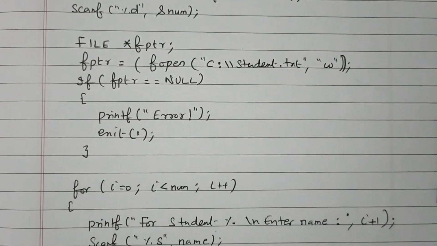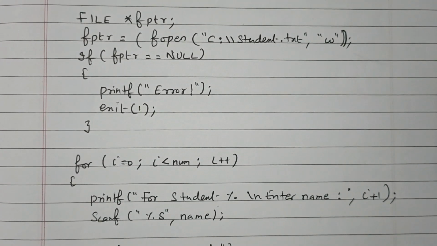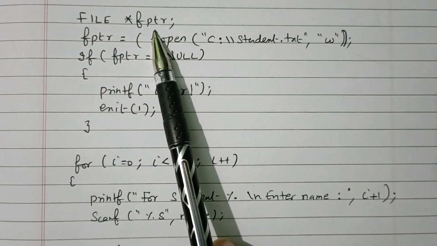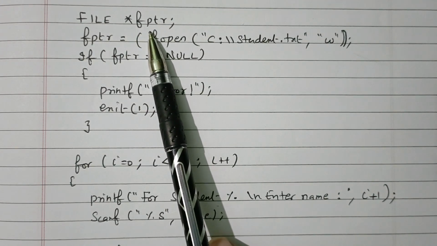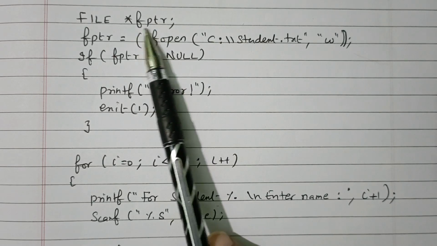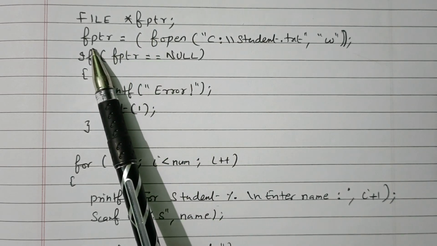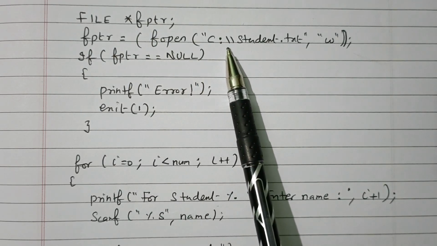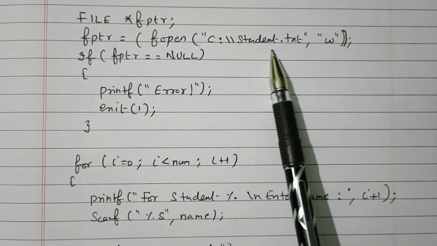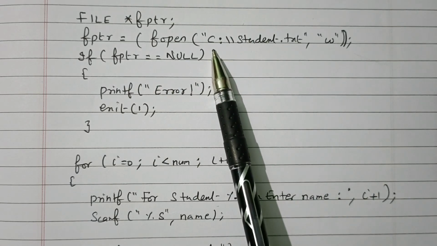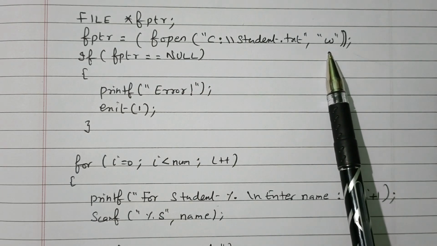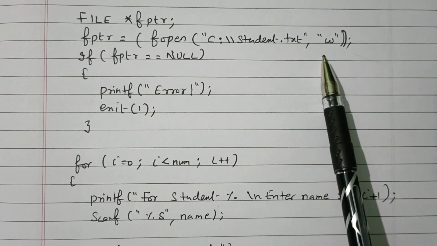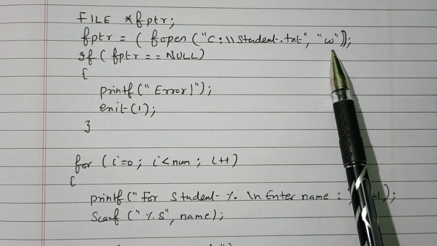In order to write the data, first we need to create the file pointer. FILE star fptr, file pointer, right? All these operations, opening, closing, adding the data, refer to the file pointer. So fptr equal to fopen, we are going to open the file. C colon student.txt, this is the file name, and it will be stored at C colon. W refers to writing purpose. We are going to write the data. Similarly, we have reading the data and appending the data, which we discussed earlier.